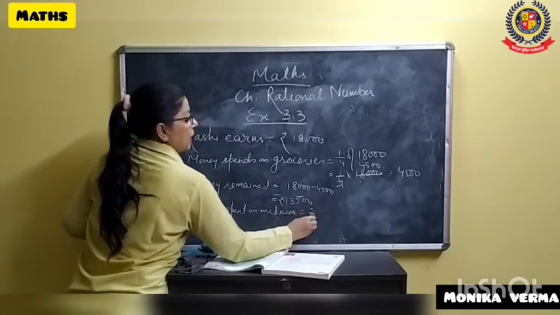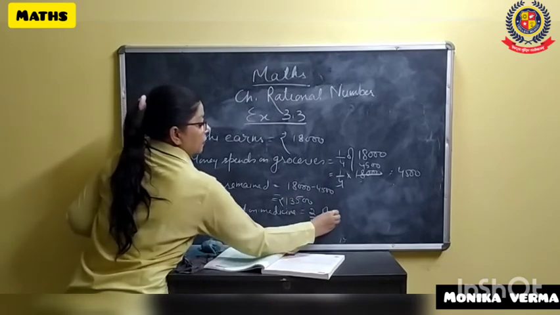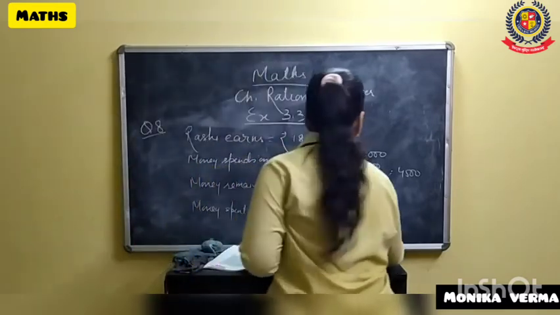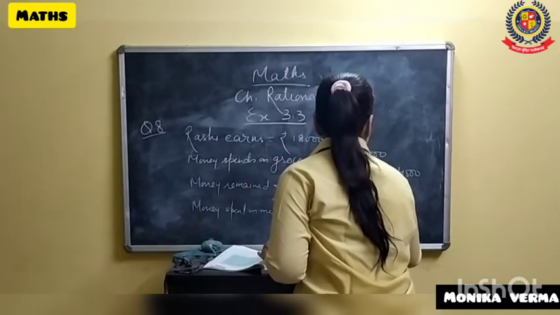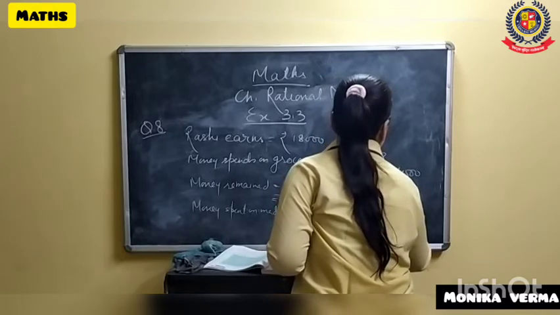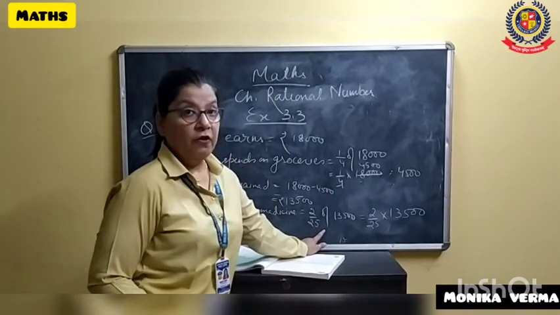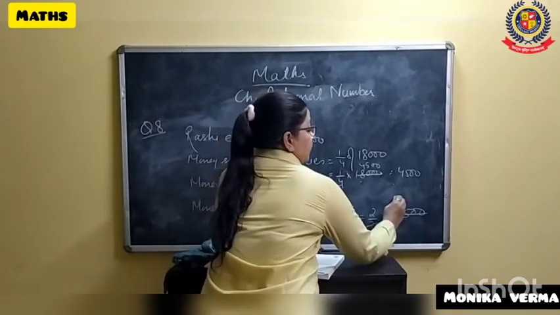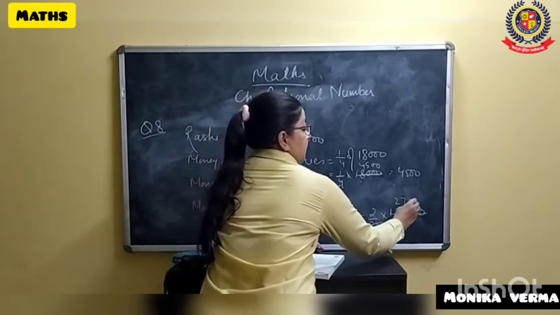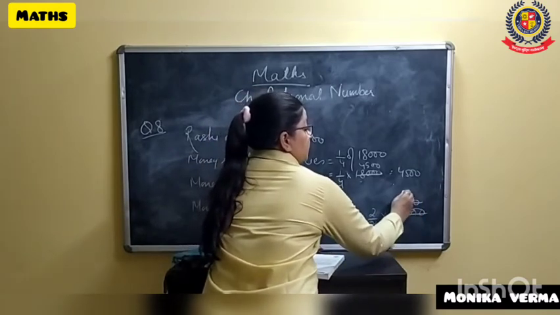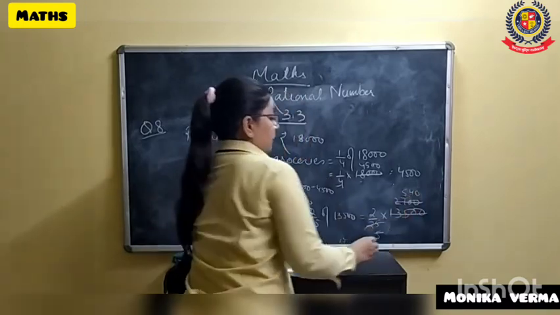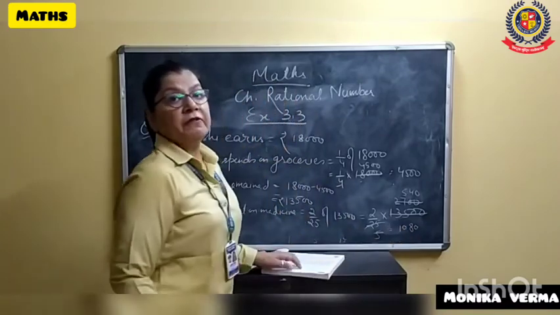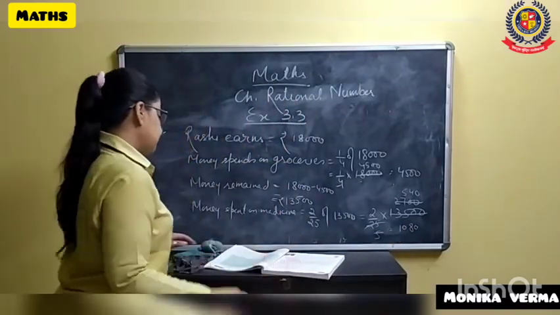is equal to 2 by 25 of 13,500. We can write 2 by 25 into 13,500. Whenever we are having of, we will write multiply at that place. So let's divide. 5 5s are 25, 5 2s are 10, 5 7s are 35. Then 5 5s are 25, 5 4s are 20, 540. 2 into 540 is 1080. It means she spent 1080 on medicines.